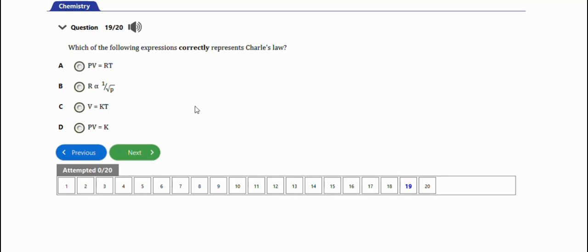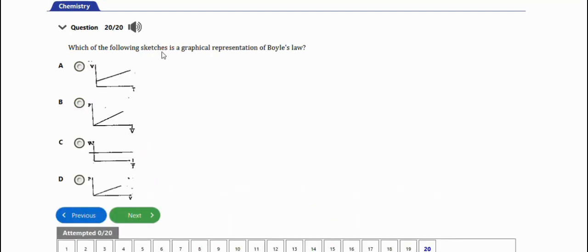The last question I have here before I end this video is this one. It says, which of the following sketches is a graphical representation of Boyle's law? So volume is inversely proportional to pressure. That means the right option to this question is option B. Alright, the volume is inversely proportional to pressure, or pressure is inversely proportional to volume.